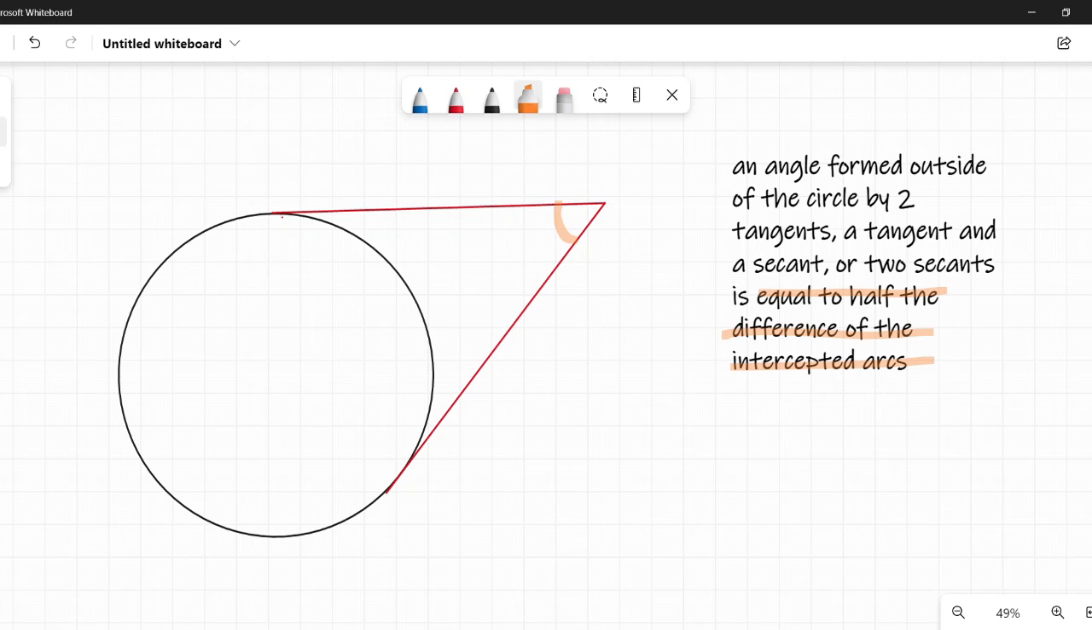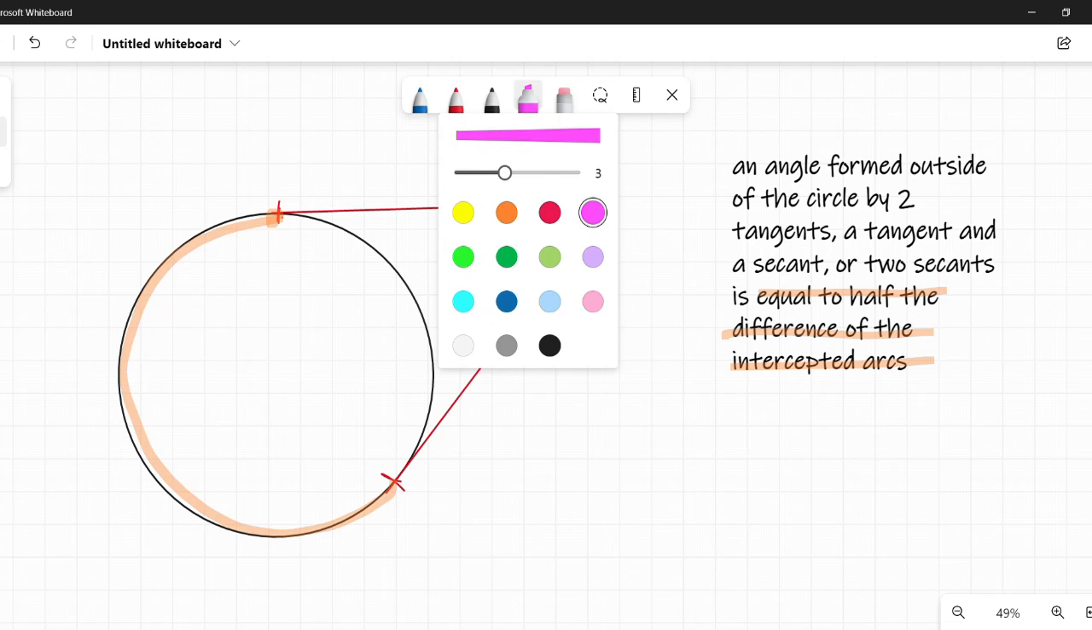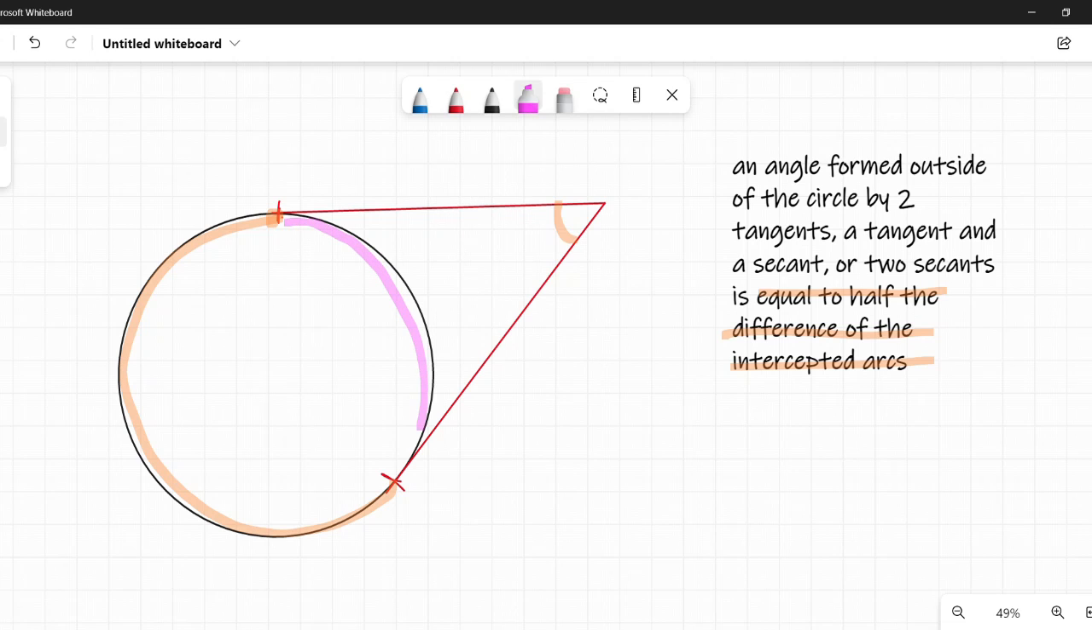That phrase, intercepted arcs, comes up constantly when we are talking about angles inside, outside, and all around circles. The intercepted arcs are where the little legs of our angle touch the circle and the arcs that it divides the circle into. So the intercepted arcs here, we would start at this point of tangency and go all the way around. And the other intercepted arc would start and go the other way, all the way around. Those are the two intercepted arcs.